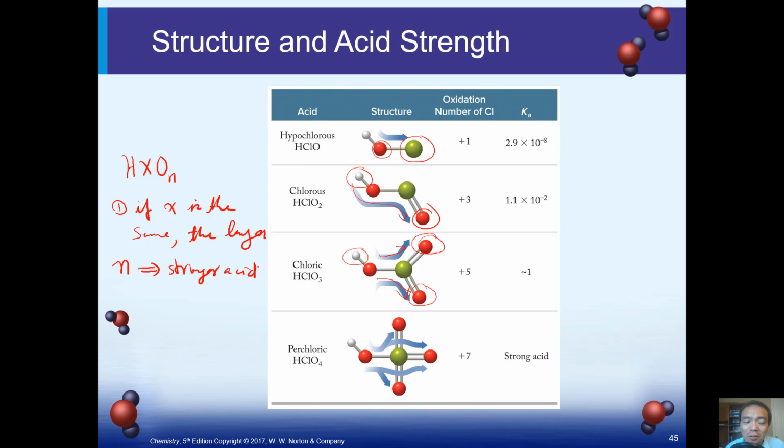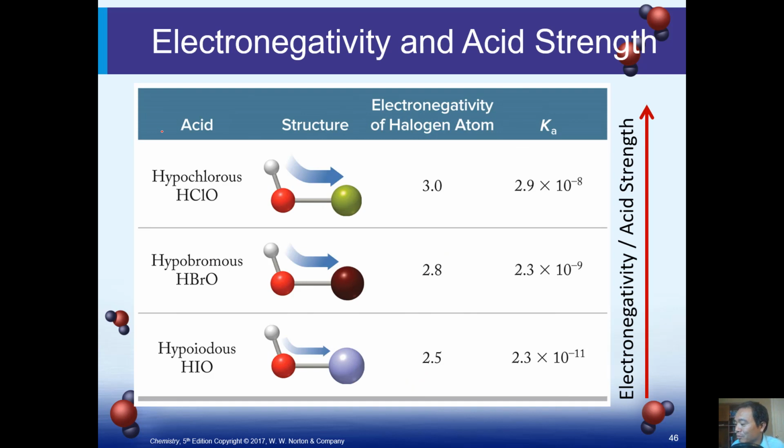Now let's look at a different situation. What if you have the same number of oxygen but a different X over here? So let's look at that. For example, you have HClO, HBrO, HIO. Which one will give you the stronger acid? We analyze this using the same electronegativity. You notice that this guy is chlorine, and this guy is bromine, and this guy is iodine.